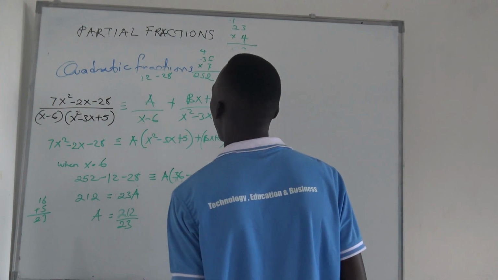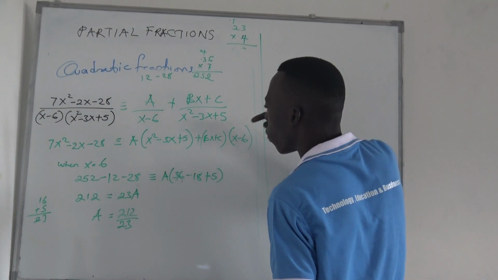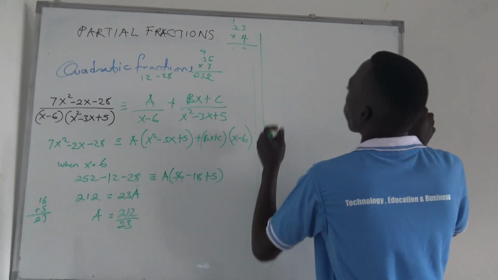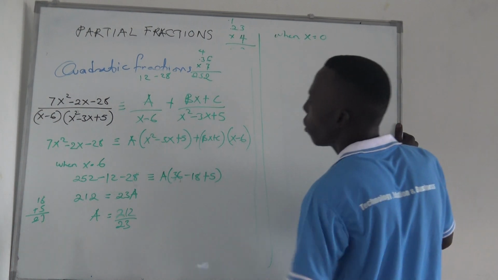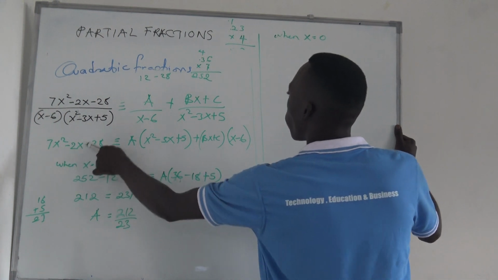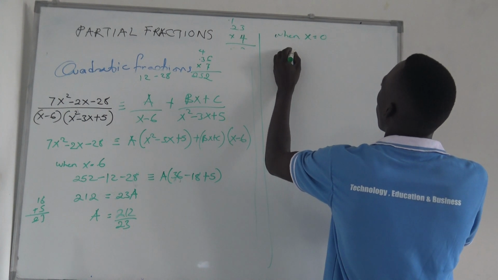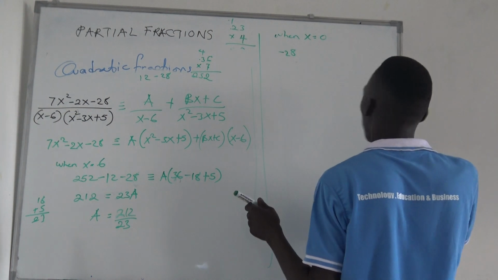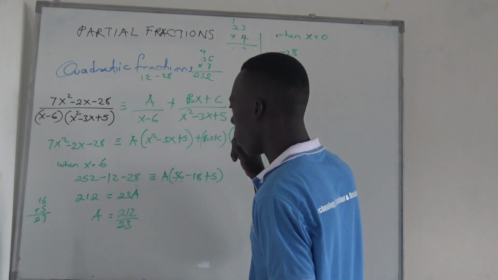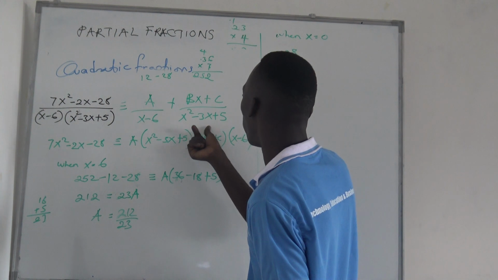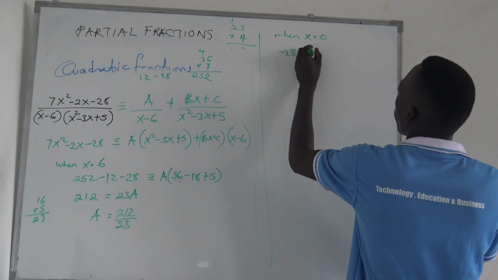After doing that, you now have to substitute when x equals 0. Put in x equal to 0. So everything here gets to 0 and we remain with negative 28. Also we put 0 here, and the B term will get to 0. So here we will remain with negative 6 times C, which is equal to negative 28.